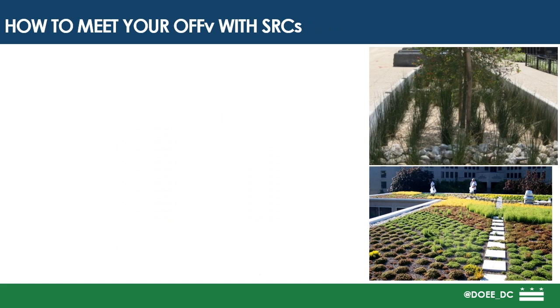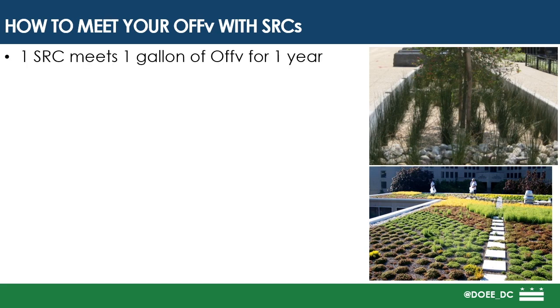The primary way to meet your Offv is with Stormwater Retention Credits, or SRCs, which are the cheapest, easiest, and greenest option. Using SRCs satisfies your Offv for 1 gallon of off-site retention for 1 year. As a reminder, Offv is ongoing and must be met every year.